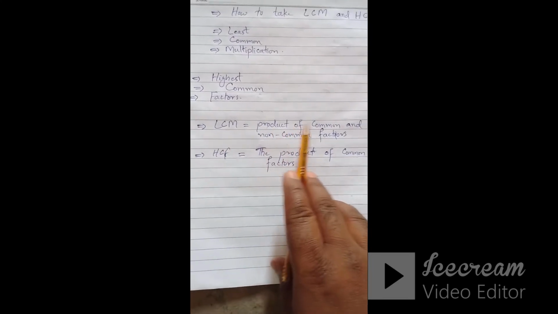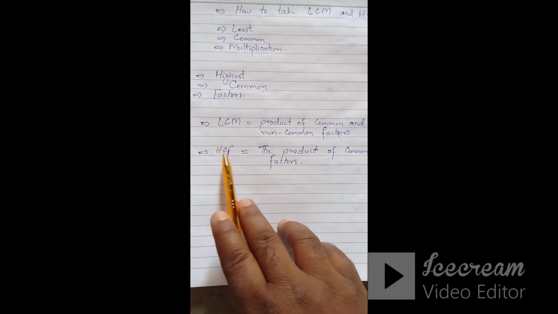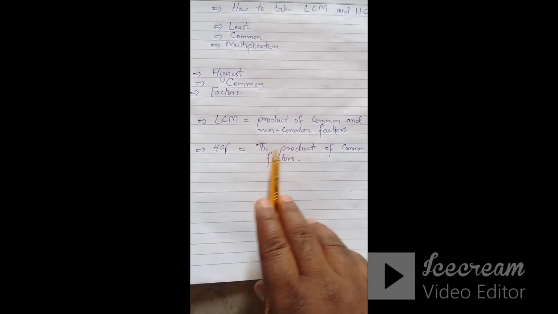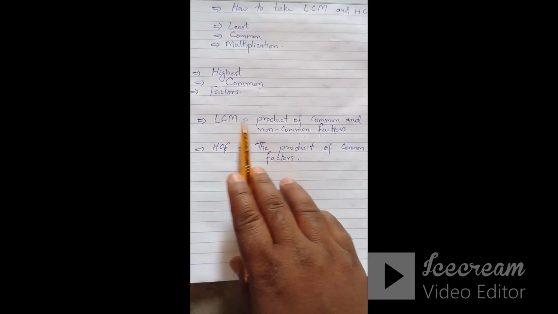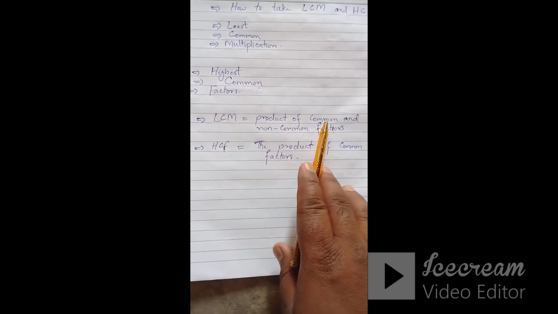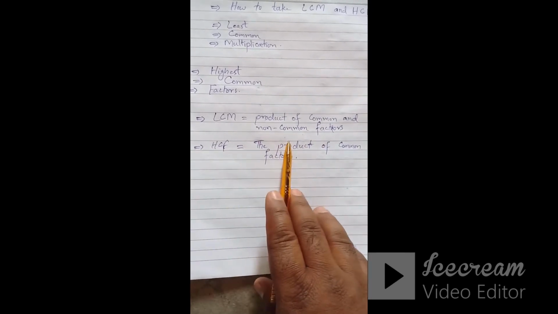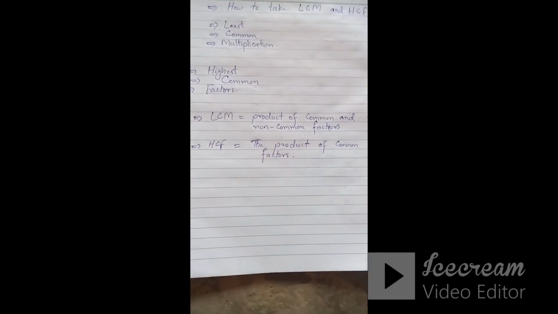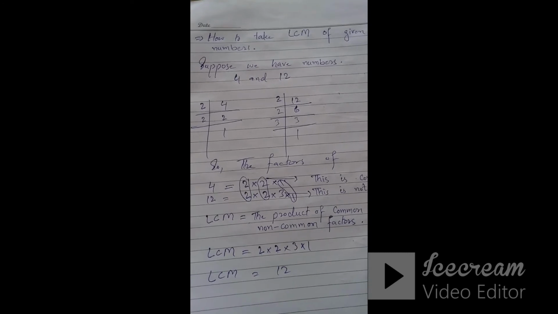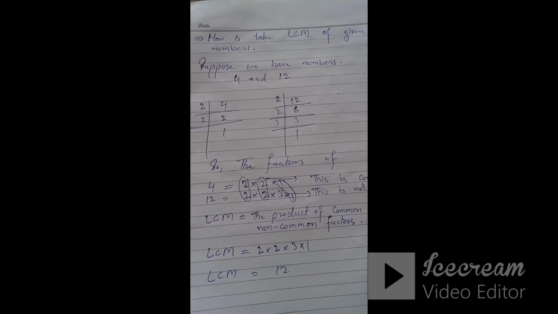LCM is equal to the product of common and non-common factors, and HCF is equal to the product of only common factors. Friends, listen: LCM is equal to the product of common and non-common factors, and HCF is equal to the product of only common factors. Now let's see how to find the LCM of given numbers.